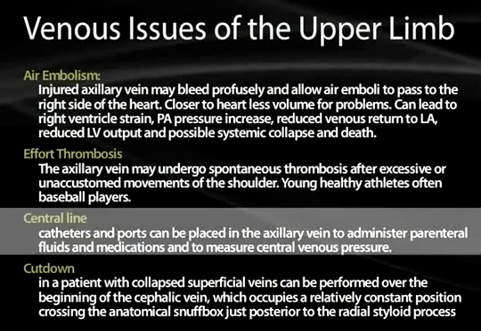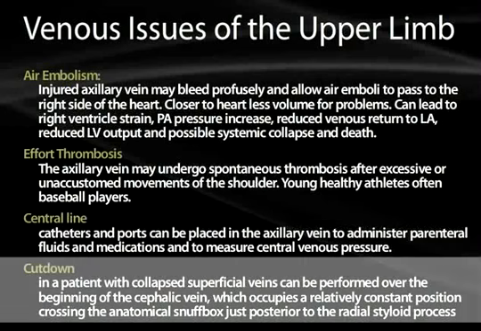Central line catheters and port placements can be done through the axillary vein and through the cephalic vein as well, for administering parenteral fluids and medications and to measure the central venous pressure in the right atrium or ventricle. And then finally, venous cut down, where we talked already about the idea that the cephalic vein or the dorsal venous arch can be areas that will be cut down.